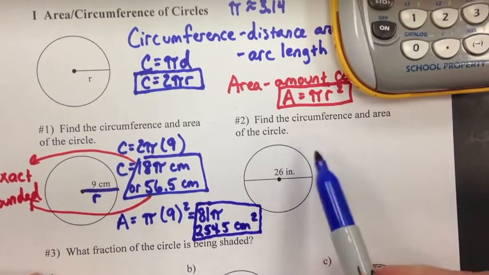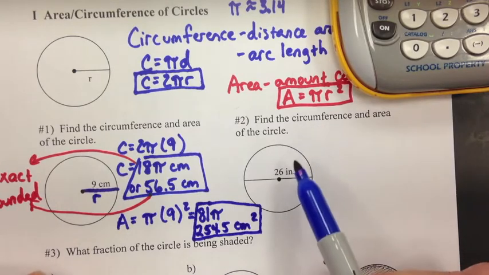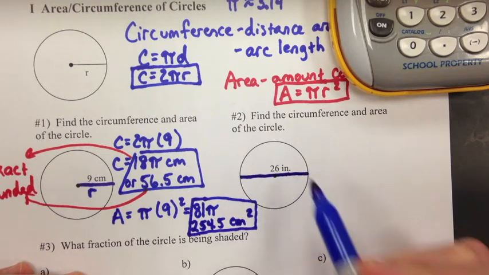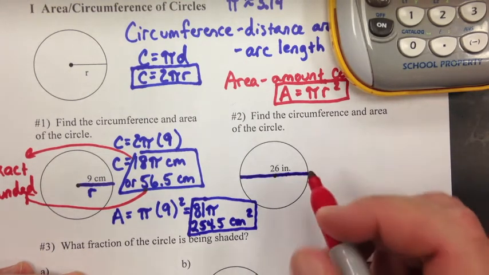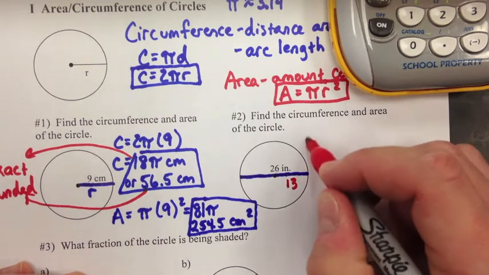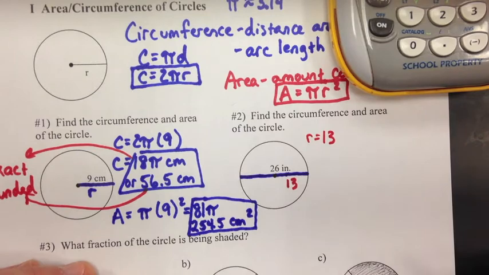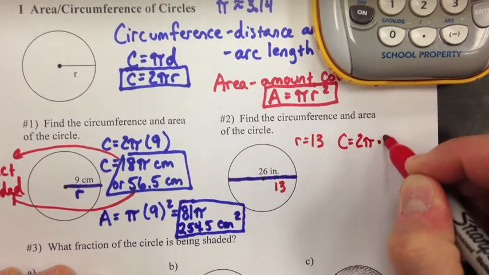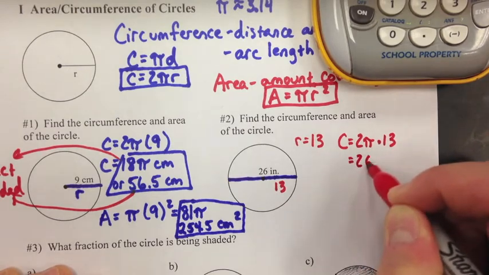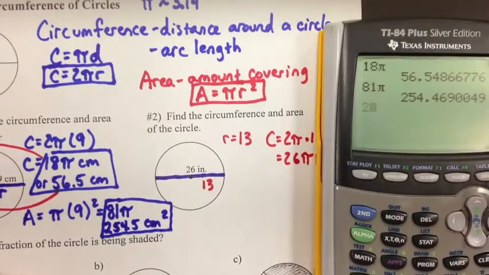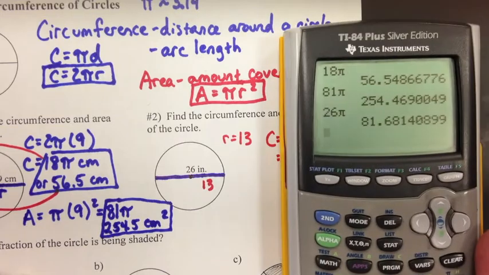Let's take the second problem, find the circumference and area of the circle. Okay, same thing. Now this time though, what they give us, 26, is the diameter. So the radius would just be half. So radius is 13. So circumference is 2 pi times 13, which is 26 pi. And 26 pi as a decimal is 81.7.